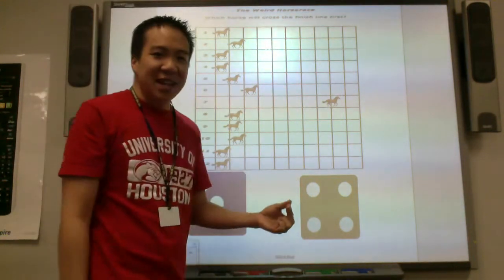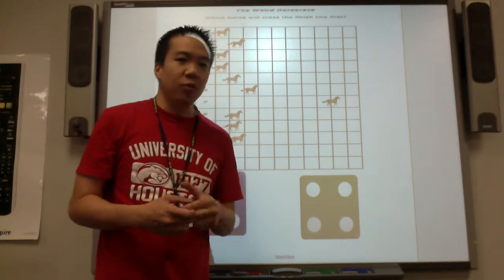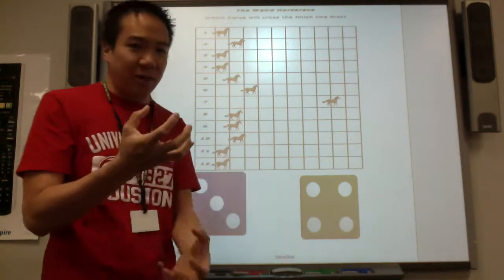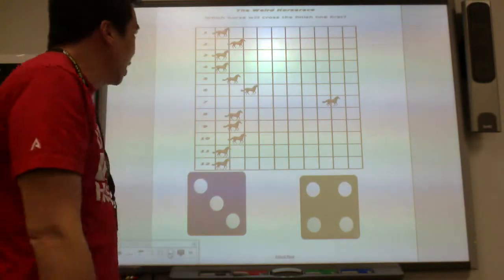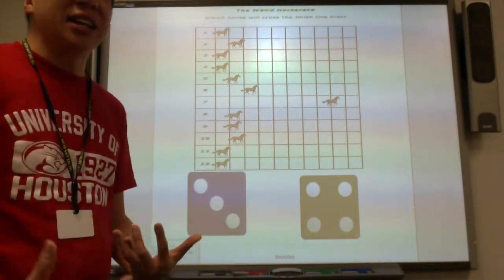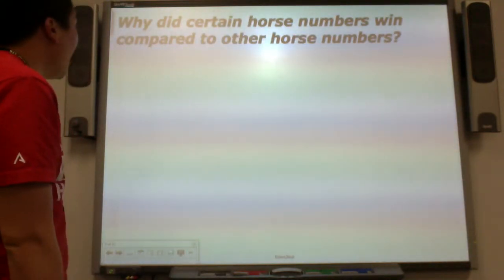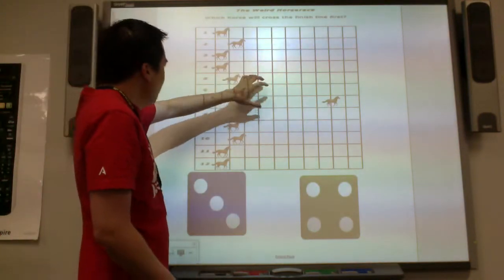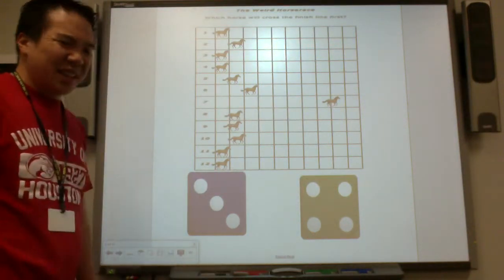So the sum of 7 won through our experimental probability, which we're going to learn today. Experimental means you're actually doing an experiment. You're actually sitting and doing something to get the probability. 7 seems like it's the winner. Why is that the case? How come 1 never moved? How come 12 is unlikely to move, but I know 1 is impossible? Well, let's talk about the probability. Why do certain horse numbers win compared to other horse numbers? As you can tell, the middle is in the lead, while the extremes are not. Why is that?